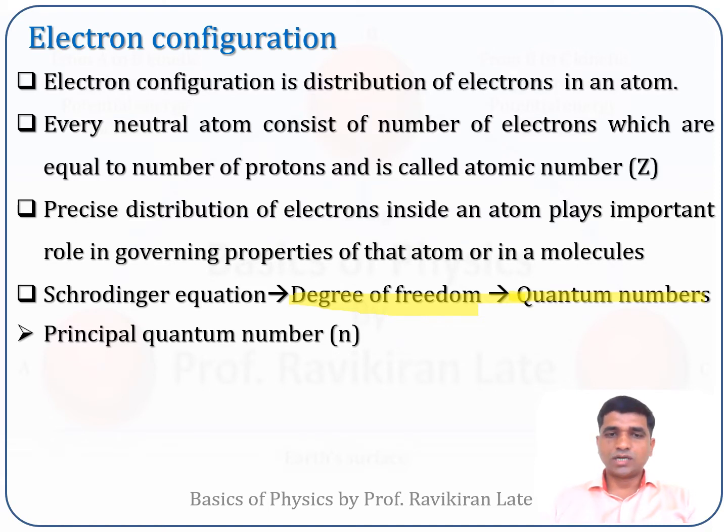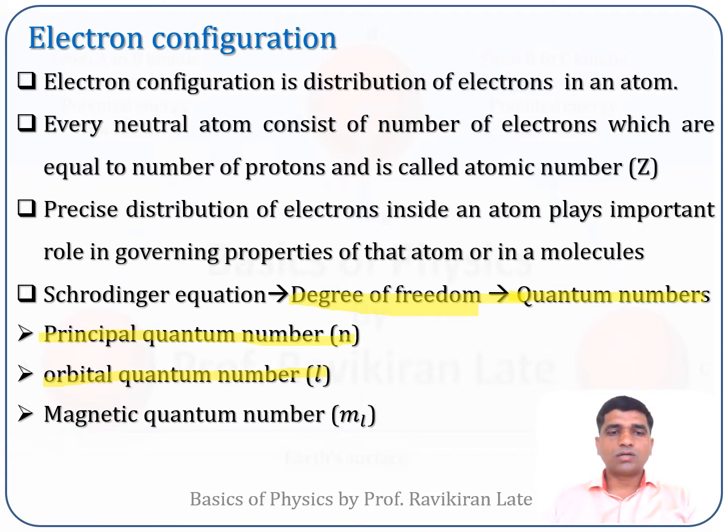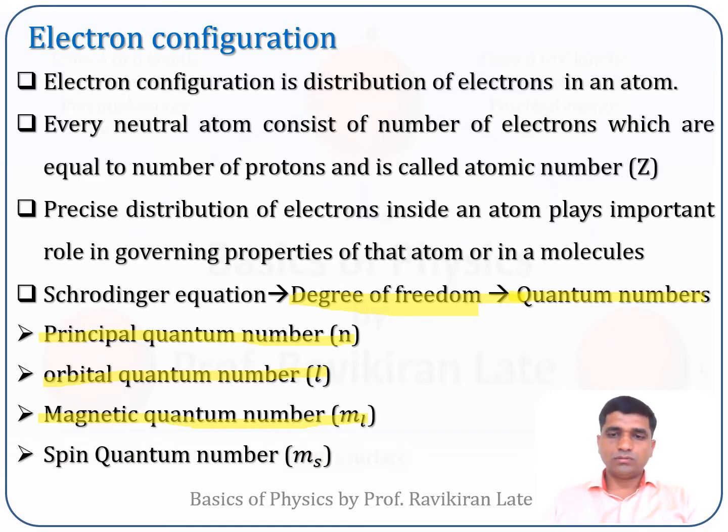So what are these different kinds of quantum numbers? The first is called the principal quantum number, denoted by the letter n. The second is called the orbital quantum number, denoted by the letter l. The third is the magnetic quantum number, denoted by ml. In addition to this, one more quantum number is there, called the spin quantum number, which has a different origin, which you can learn from the Stern-Gerlach experiment, which we will be discussing in our coming lectures.